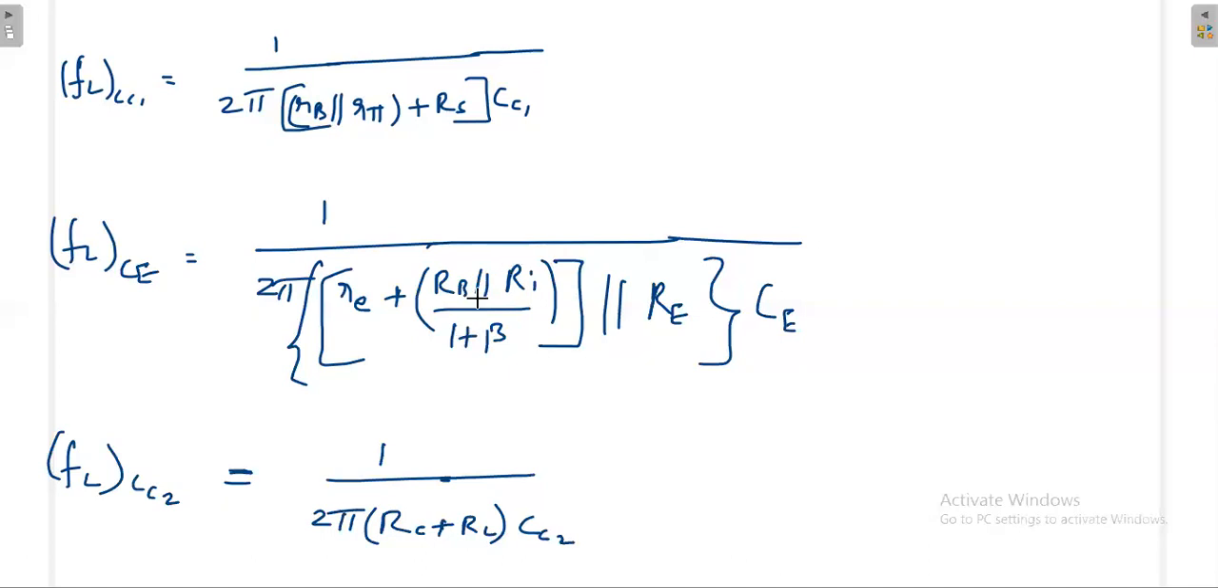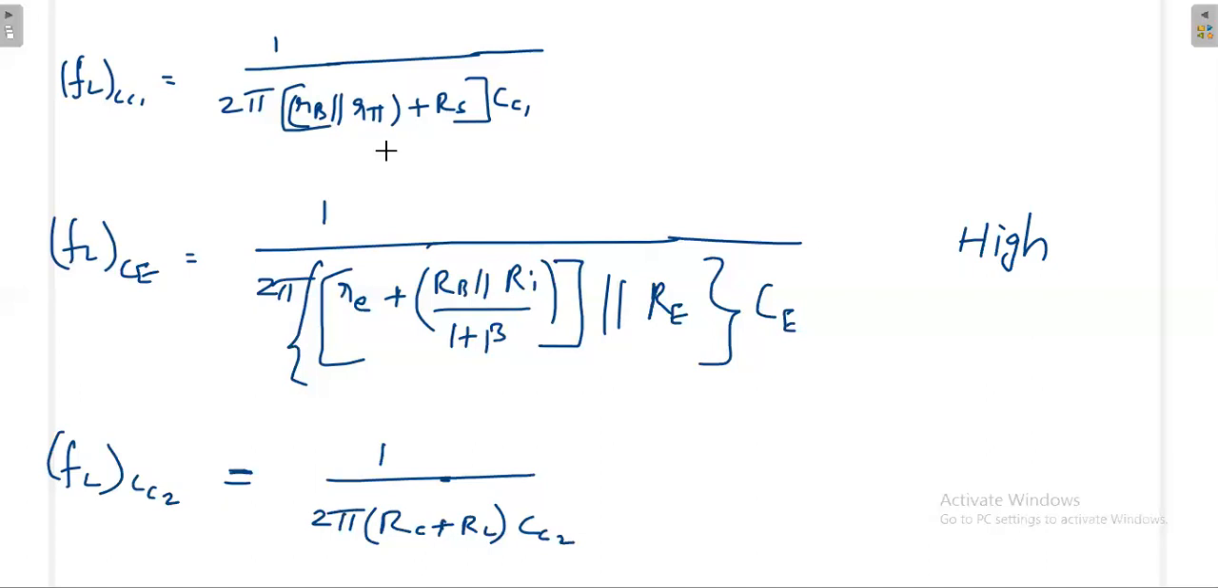Again, this resistance will be small; small plus small is small. Then you are making a parallel combination with some other resistance. Finally, small in parallel with some resistance will be small only. So you are getting a very, very small value in this case. In the denominator, if you get a very small value, then in the numerator you'll get a very high value. So this cutoff frequency will be very, very high as compared to the other two cutoff frequencies.